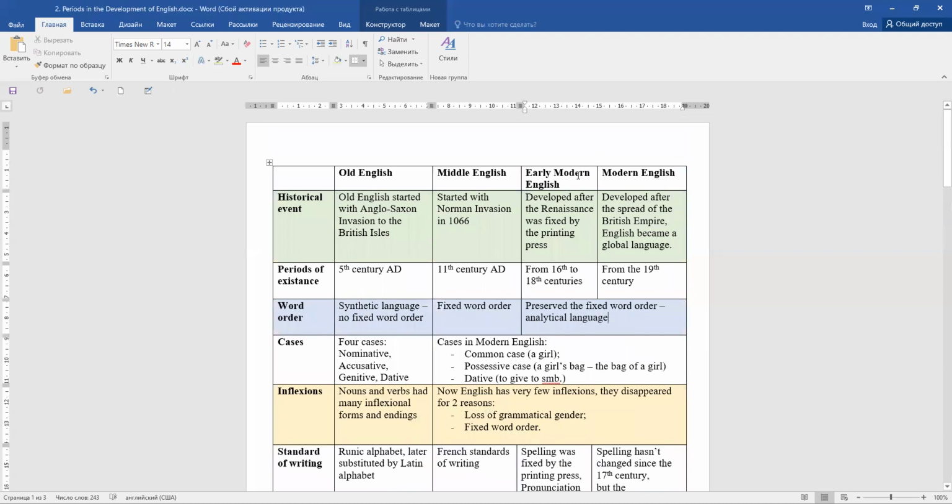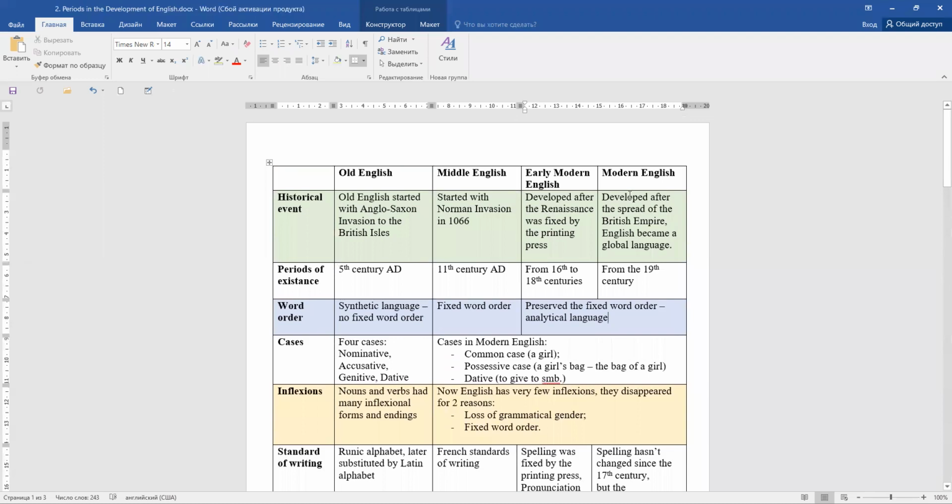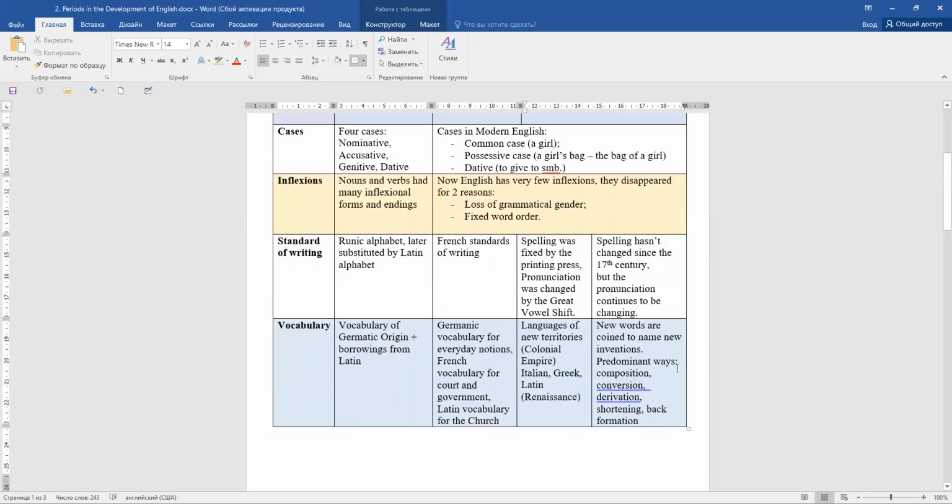In the Early Modern English period, when the Renaissance started, there were many languages of Renaissance origin. So they are Italian, Greek, and Latin, many borrowings of these languages, plus the borrowings from new territories. And today, in the Modern English period, the words are coined to name some inventions in such ways as composition, conversion, derivation, shortening, and back formation.